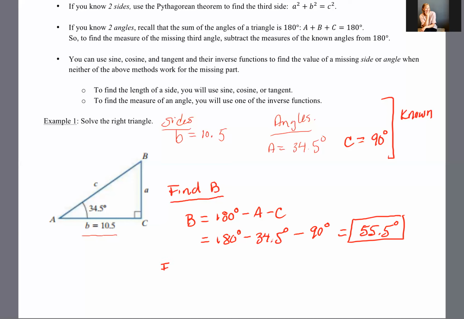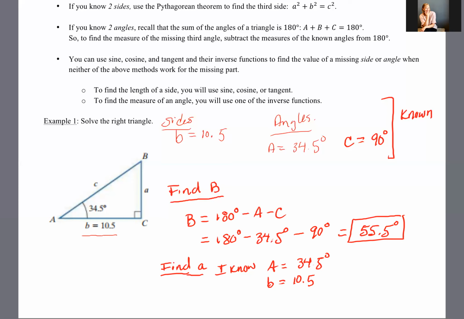Maybe let's start, I could really start with either side that I want. Let's find side A. I know angle A and I know side B. I'll go ahead and write that down. I know that angle A, the angle opposite side A, is equal to 34.5 degrees. And I know that side B is equal to 10.5.